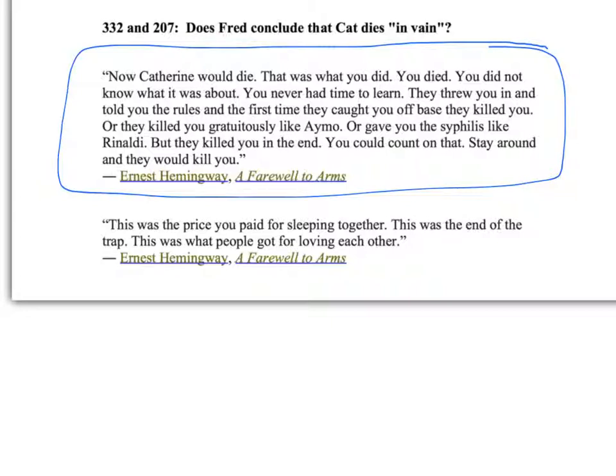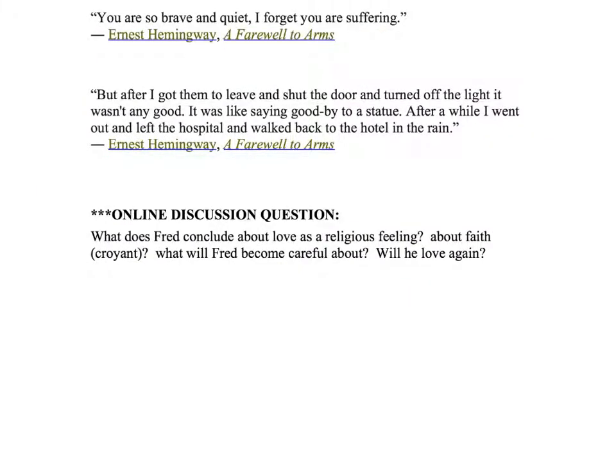Here's Hemingway's comment that was the price you paid for sleeping together. This was the end of the biological trap. This is what people got for loving each other. This birth that is actually a death that leads to the death of the woman. And he says to her, "You are so brave and quiet. I forget you are suffering." And so Catherine, in the end, as she's dying, behaves very bravely, very stoically, with great honor, and deeply in love. And that is admired here in this text.